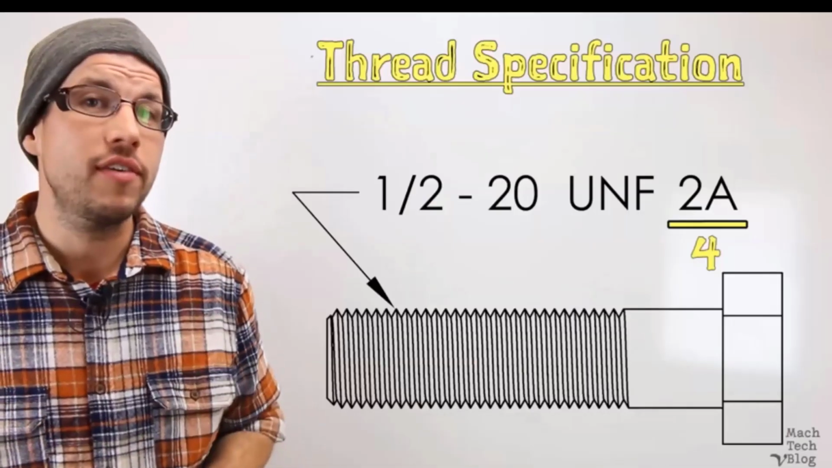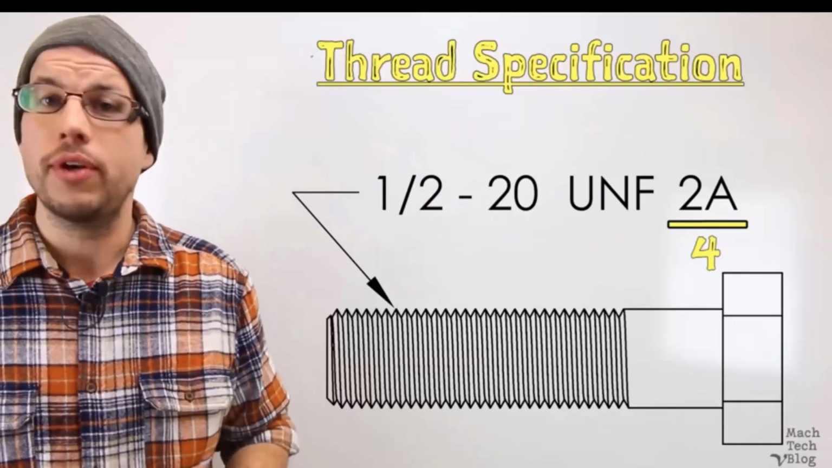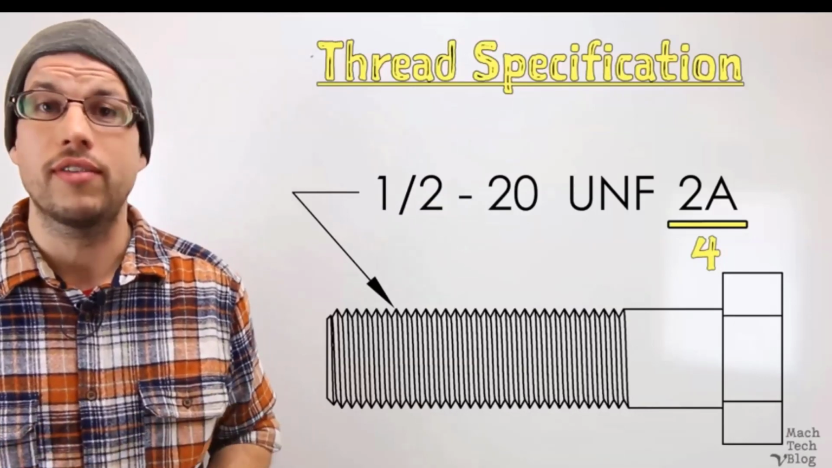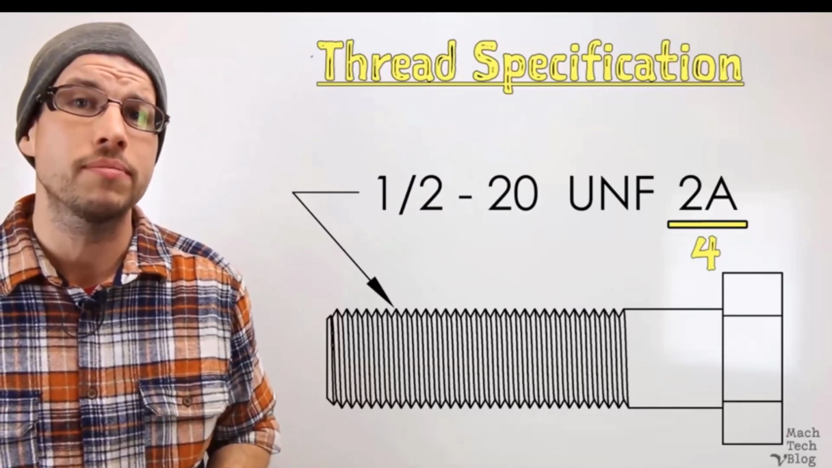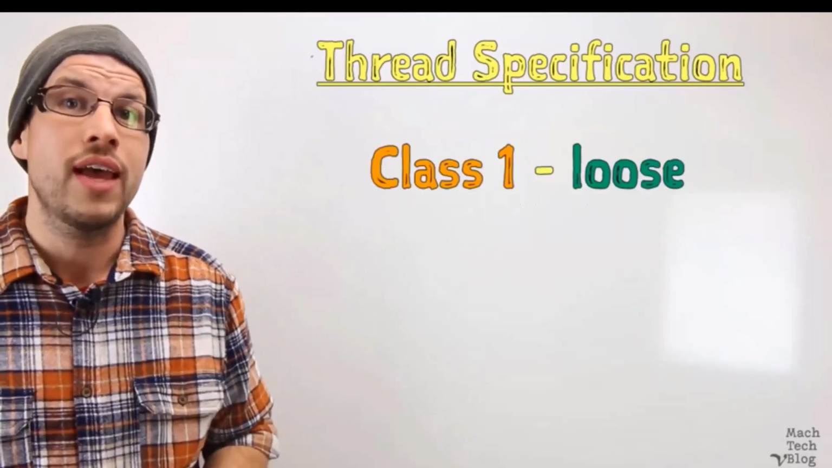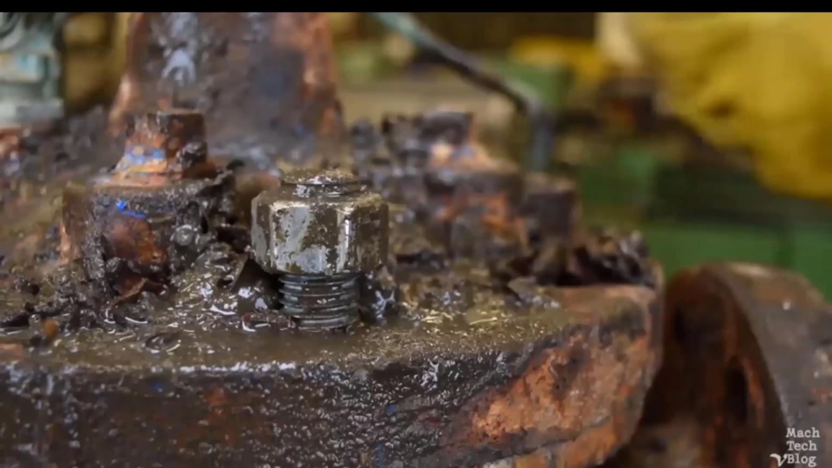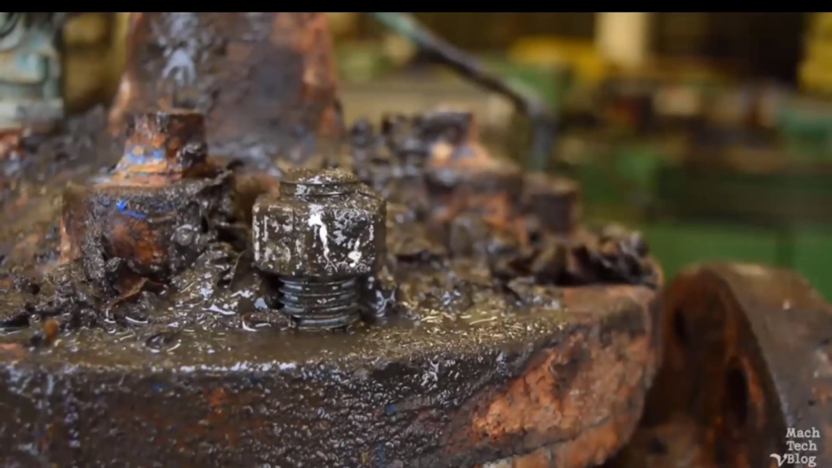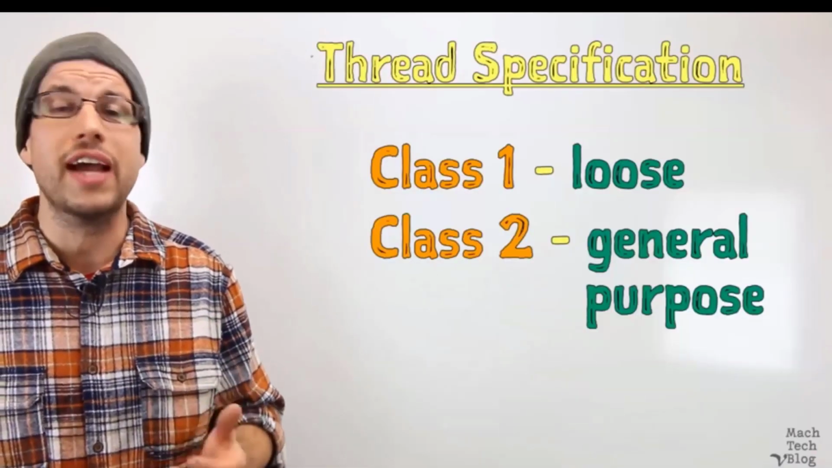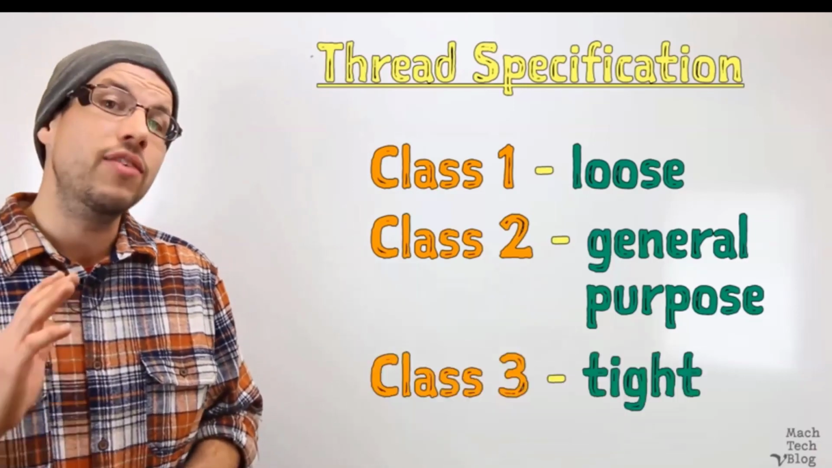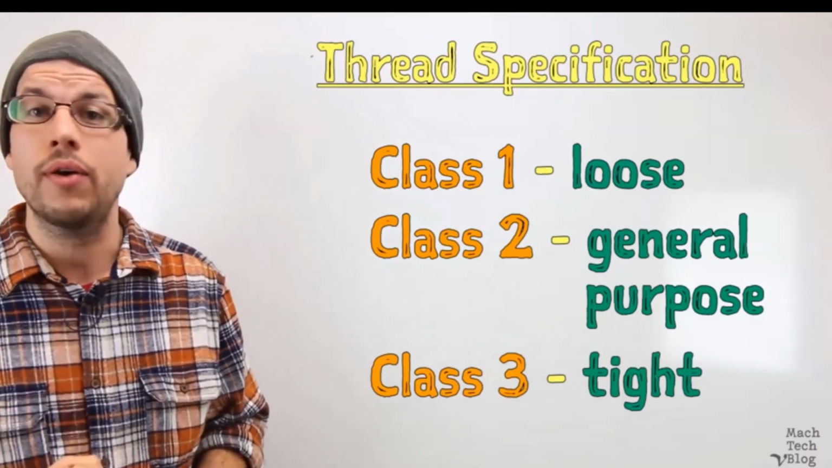The fourth piece of information is the thread class. Thread class refers to the fit between mating threads and the tolerances or acceptable deviations in size used to manufacture them. Class 1 threads have the loosest fit, and they're designed for easy assembly and disassembly, even in the dirtiest conditions. Class 2 threads are considered general-purpose threads, commonly used for fasteners like our bolt. And Class 3 threads have the tightest fit, where precision is the top priority.